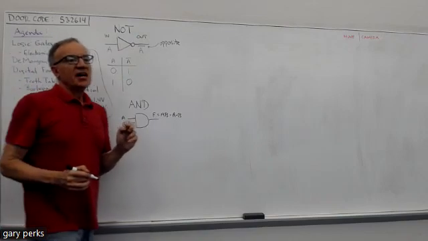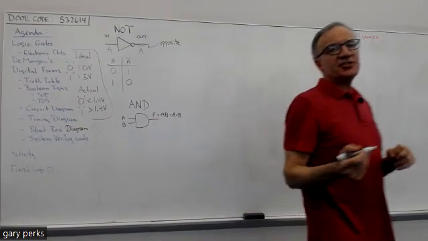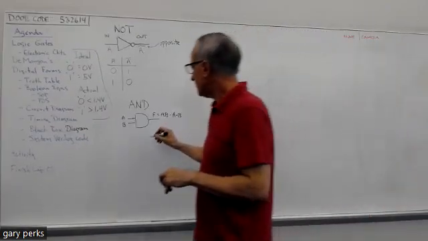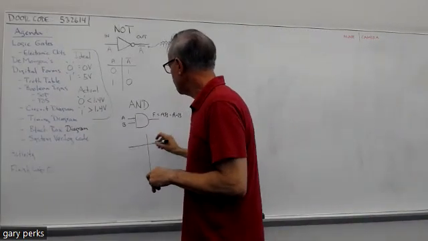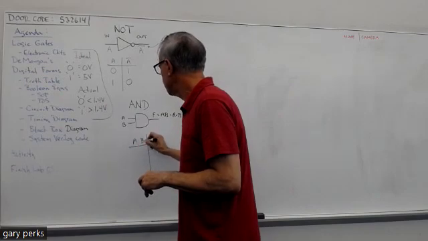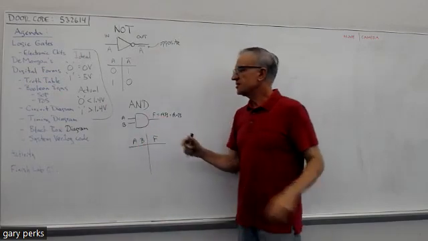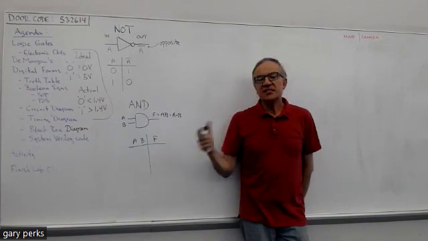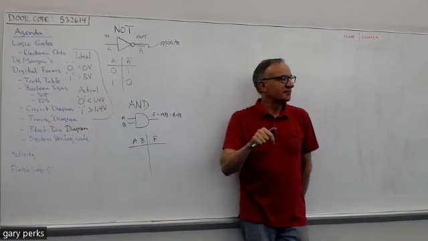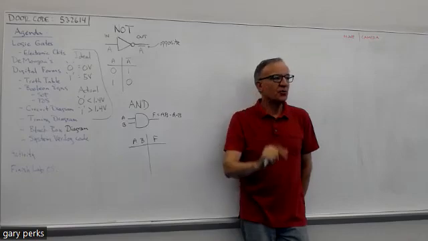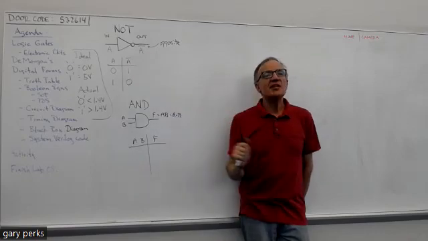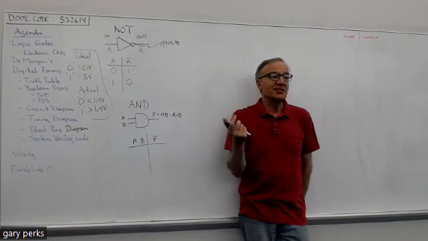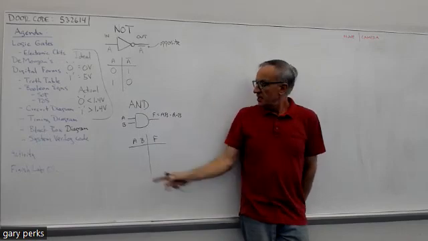Now, what AND means is shown in a truth table. So here's the truth table for a 2-input AND gate. Now, notice this AND gate has 2 inputs. And again, these inputs are binary. The inputs can either be 0 or 1. Now, if I only have one input, there's only 2 possibilities. That one input is either 0 or 1.